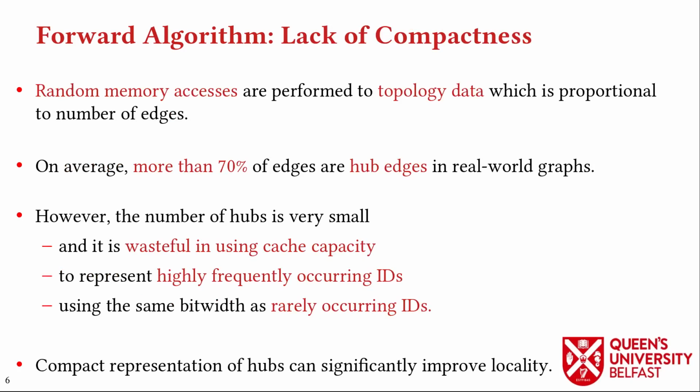Random memory accesses in triangle counting are performed to topology data, which is proportional to the number of edges. Since the number of hops is very small, but they form more than 70% of edges, it's wasteful to use the same bit width for IDs of all vertices. A compact representation of hops can significantly improve memory locality.